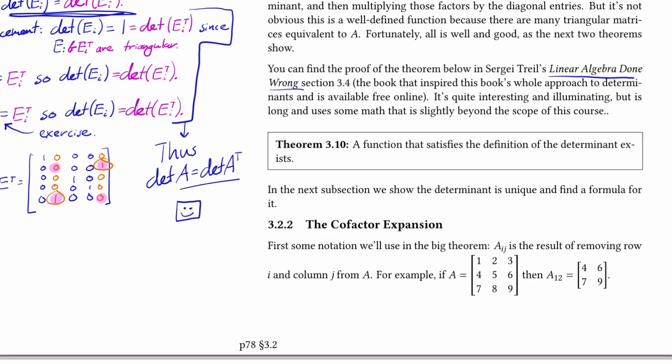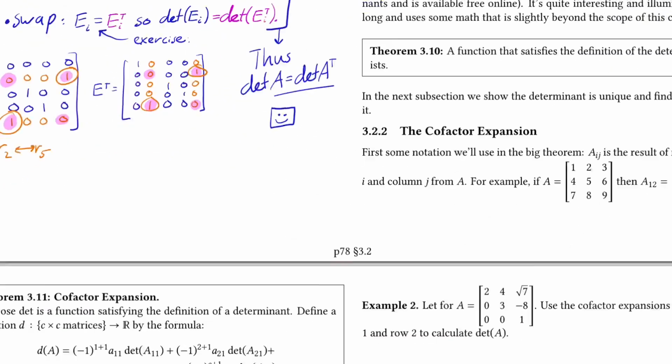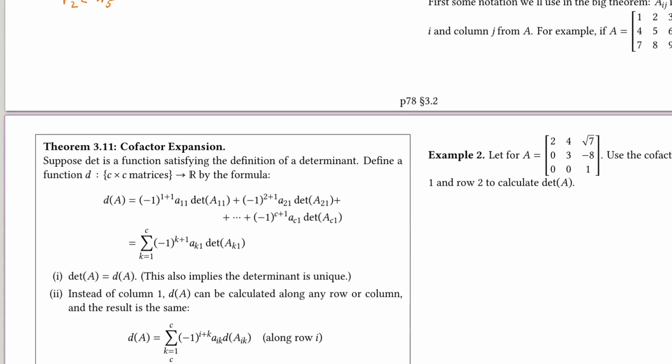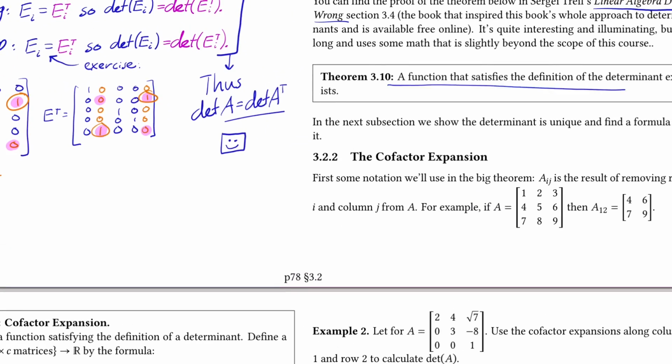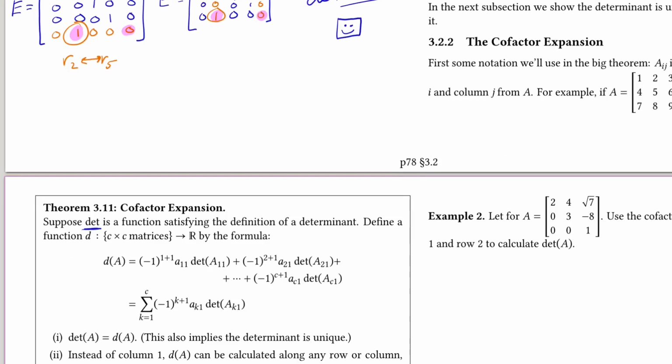So yeah, it turns out it exists, and based on the fact that it exists, we can use what Theorem 3.11 says. This says, suppose that there is a function, then we basically say that this is the formula for it. And that also means the determinant is unique because this is a formula for it. So if there is a determinant function, which the Sergei Treil book proves, in the textbook, I have a proof of this part, that at least this is a formula for it. And if you want to read that, maybe that should be extra credit too.